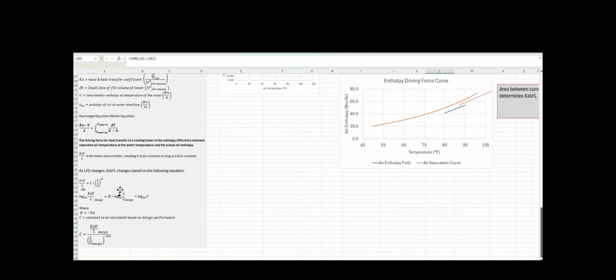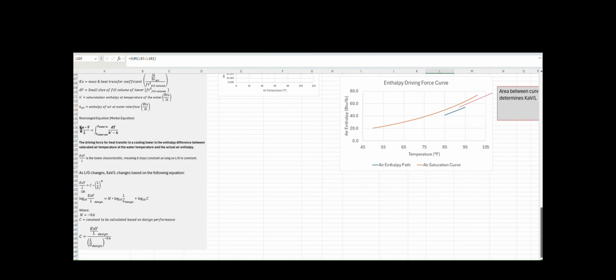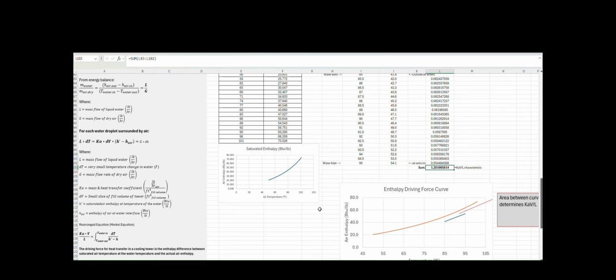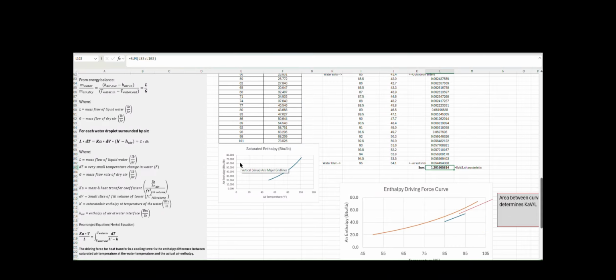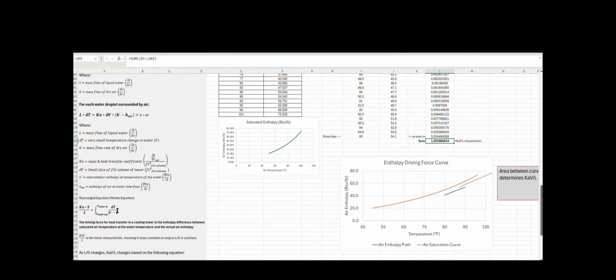Okay, now here's the problem, not a problem, but another nuance we need to look at is that this KAV over L characteristic number is only valid for a certain L over G ratio. So if we're running at our design water flow rate and our design air flow rate, then you're good to use this number. As outside air conditions change, you can solve for your water conditions by basically iteratively solving to give you the same calculated KAV over L that your design gives you.